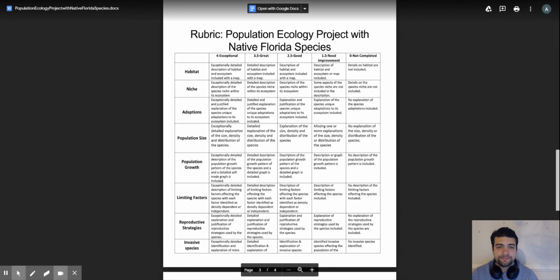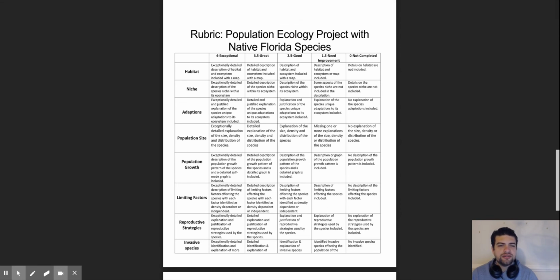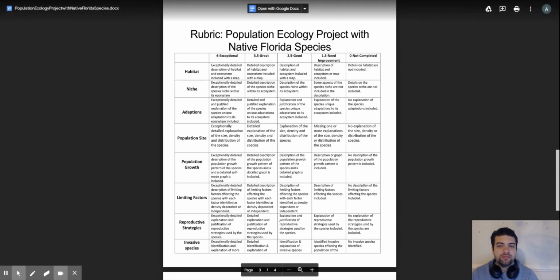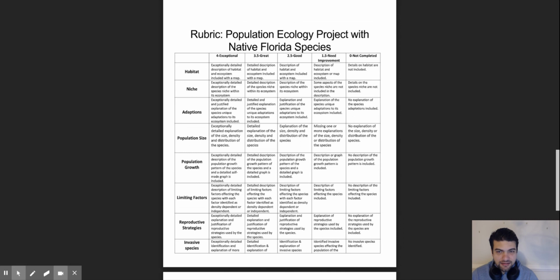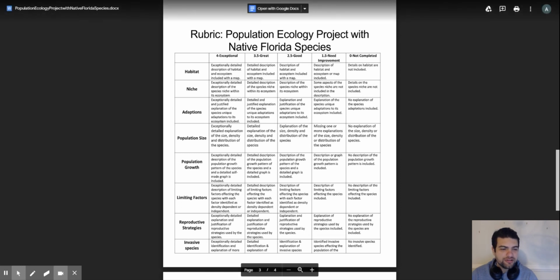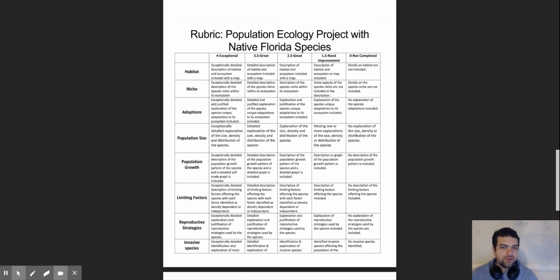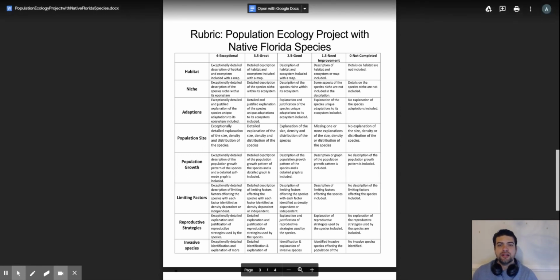So here's the rubric. If you notice, description of habitat and ecosystem or map included. If you just put one thing, that gives you a 1.5 out of 4. If you detail it, exceptionally detail, include it with a map, the ecosystem and the habitat, that gets you a 4. So this isn't a project where you're just going to put one-word answers or one-word sentences with no description. You have to include everything. You have to include all of the information.